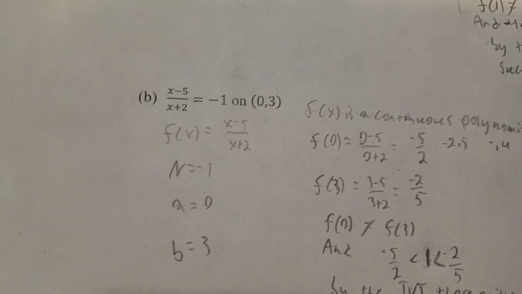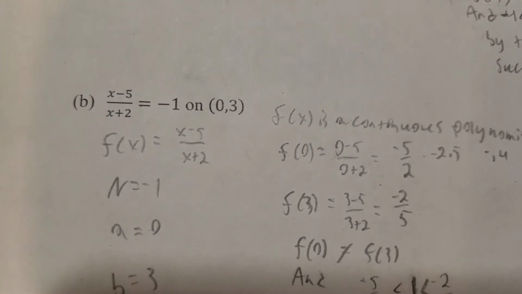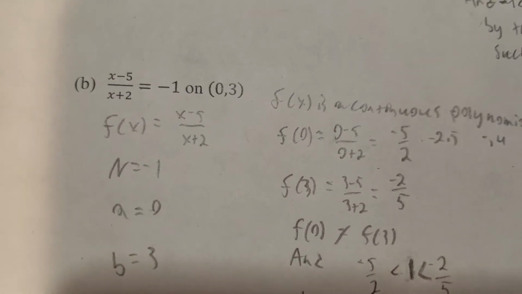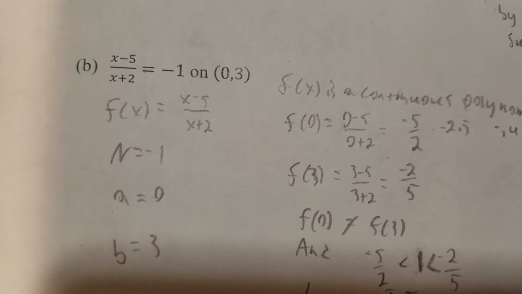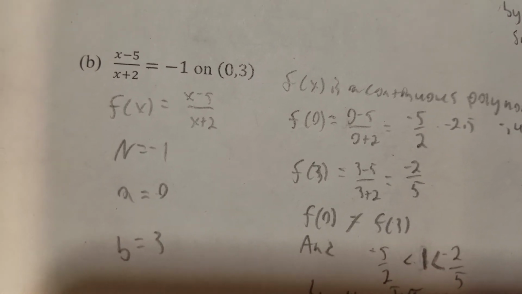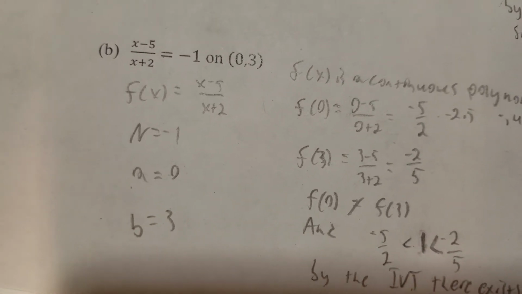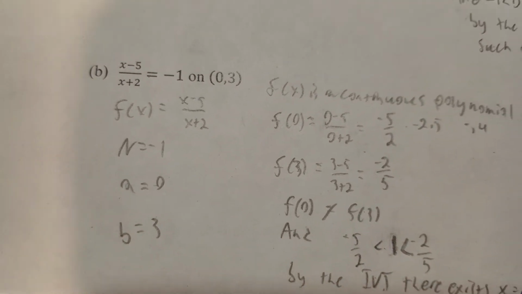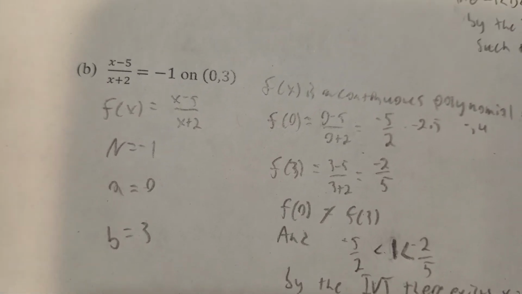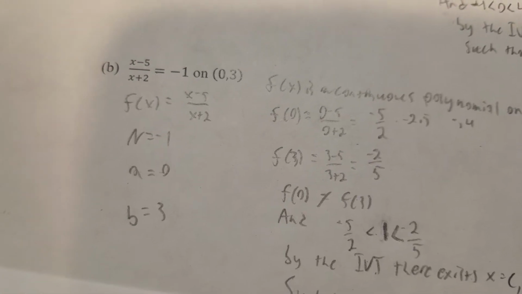For part B, we look at the equation x minus 5 over x plus 2 equals -1 on the interval 0 to 3. F of x for this equation is x minus 5 over x plus 2. The number represented by n equals -1. A is equal to 0 because of the lesser value in the interval, and b is equal to 3 because of the greater value in the interval.